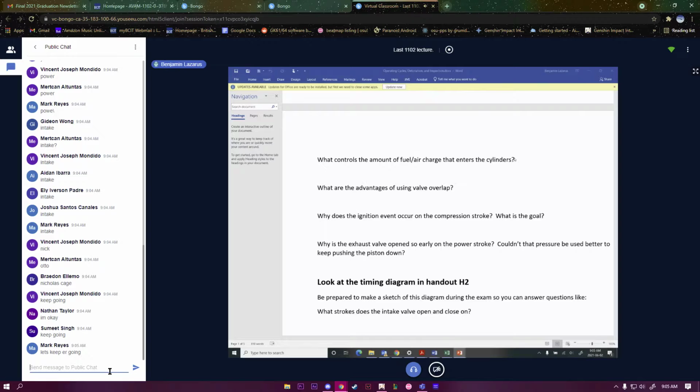Okay, what controls the amount of fuel-air charge that enters the cylinders? How do we get more fuel and air in or less fuel and air into the cylinders?